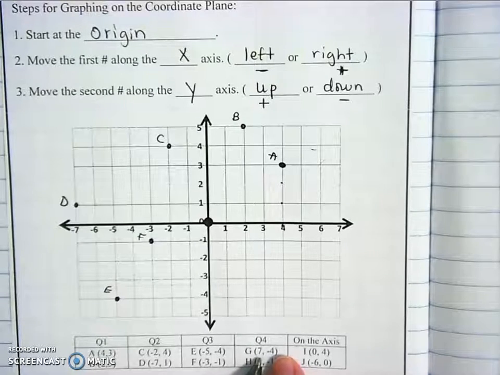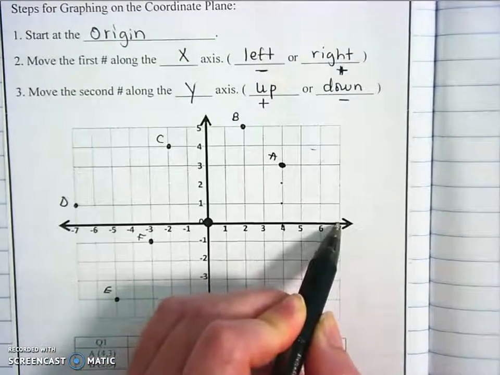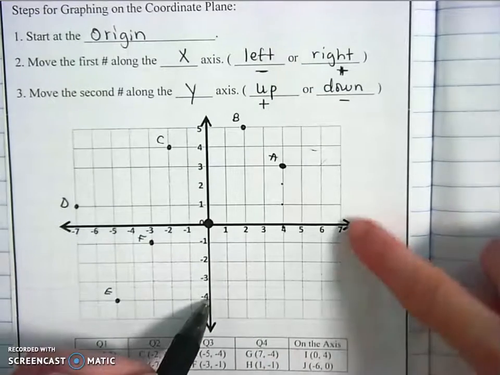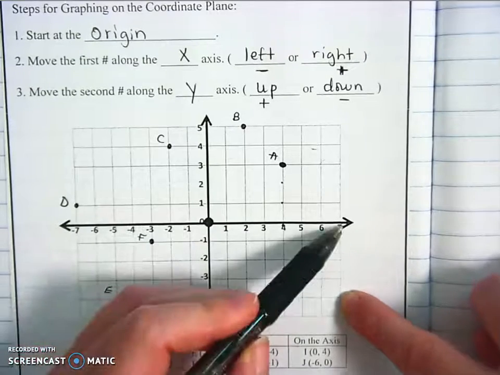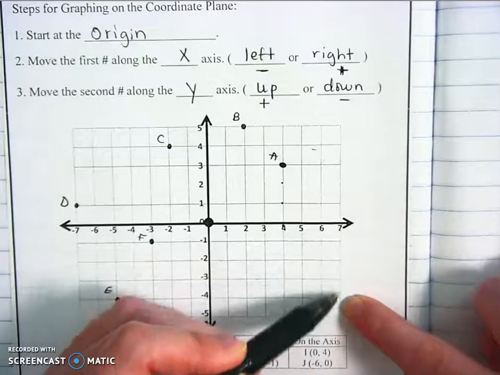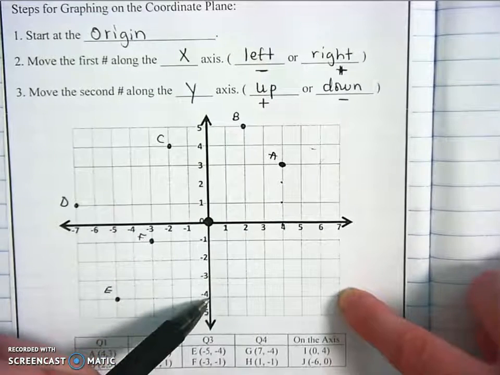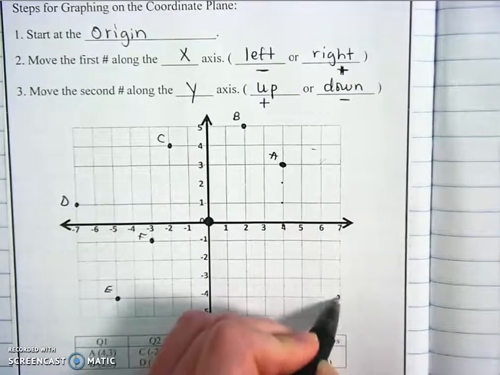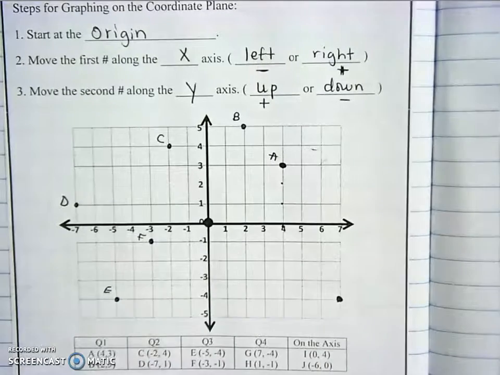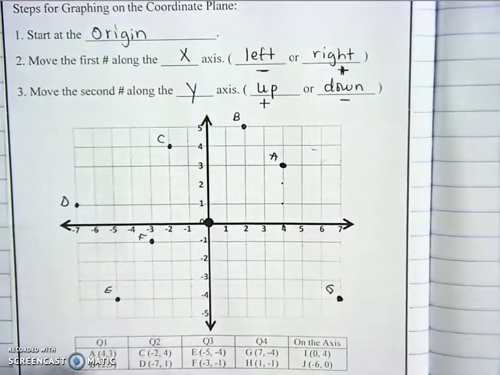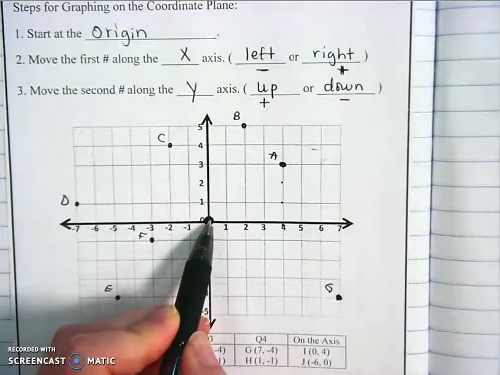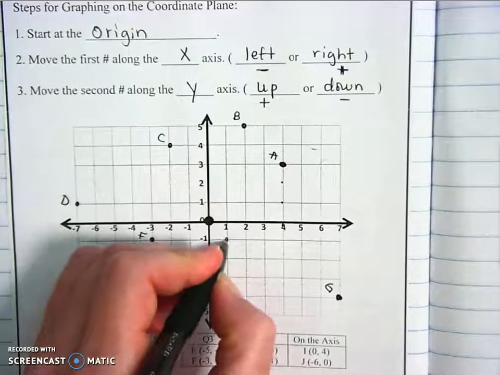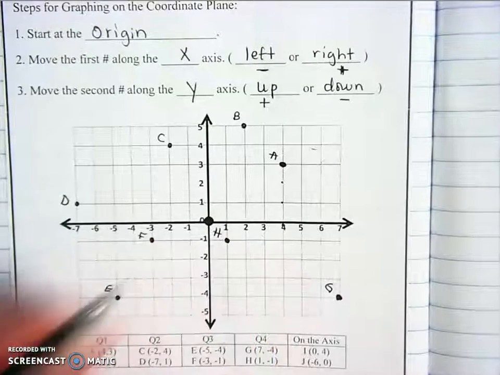So I'm going to start at the origin, and I'm going to go to positive 7. So it's way over here. Then I'm going to go down to -4. And the way you can do that is either count 1, 2, 3, 4, or you can find it on the y-axis and then go until they meet. Whichever one is easiest for you. So this is G. And then the last one is positive 1. So start at the origin, go to positive 1, and then down to -1. And that is my point H.